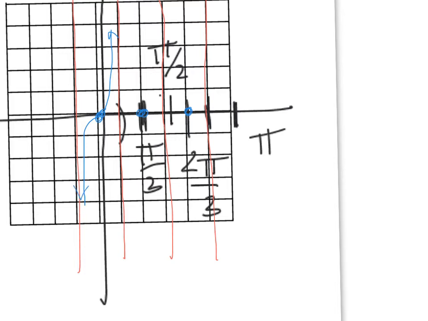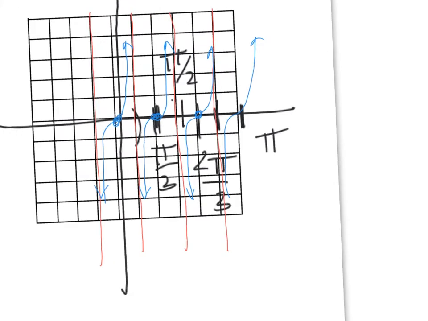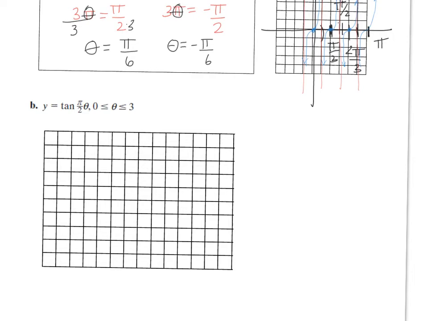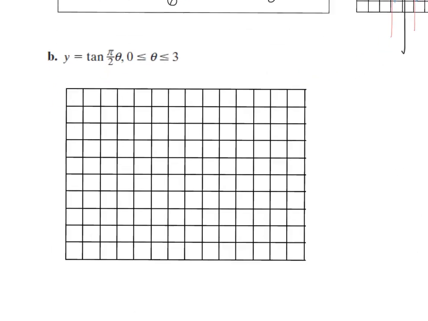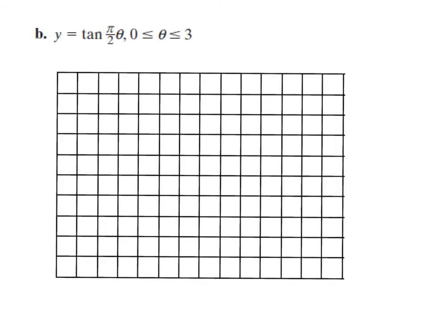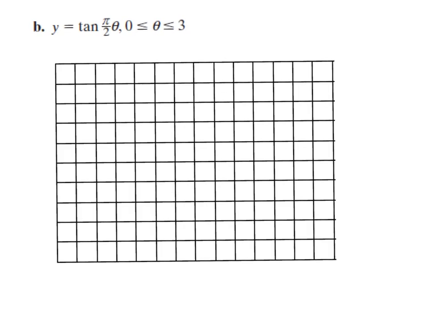This 1, this 2, 3, and the start of the next cycle, 4. And then the next one. So this time I'm going to sketch a cycle between 0 and 3.